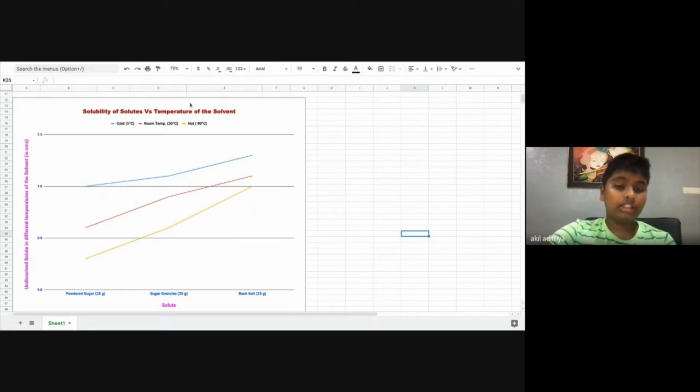And as you can see, the hot water has dissolved the most solute, and then the room temperature and the cold water. And the powdered sugar has also dissolved the most because it is the smallest size, which means it is exposed to more surface area of the water. Conclusion. I have arrived at two conclusions from this experiment.